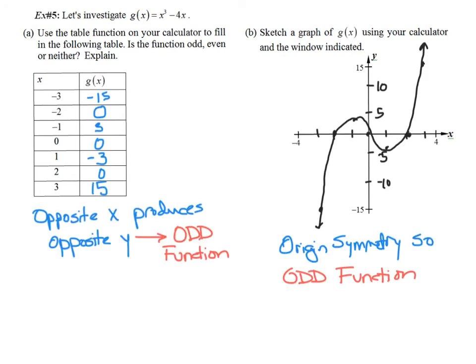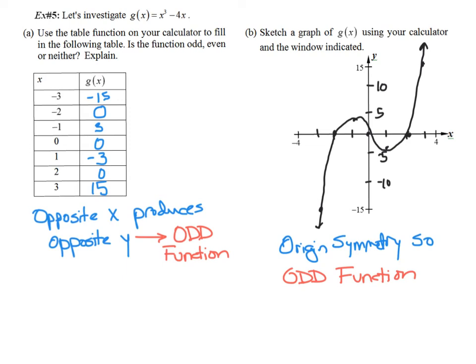Welcome back. Compare your table of values with my table of values, where I found out that when I entered opposite x values, the function produced opposite y values. So my conjecture is that this is an odd function. Let's confirm it by looking at the graph.